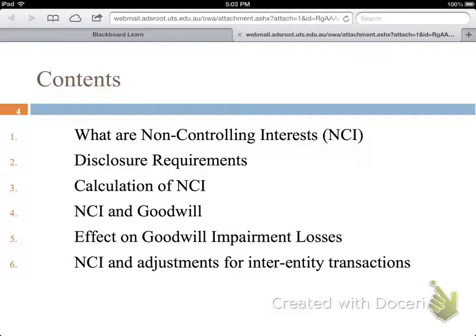The contents are as follows. First, you're going to learn what non-controlling interests means, the disclosure requirements in relation to non-controlling interests, how to calculate non-controlling interests, how non-controlling interests impacts on the calculation of goodwill, and the effect of non-controlling interests on goodwill impairment. And finally, we're going to have a look at non-controlling interests calculations in the presence of inter-entity transactions or intra-group transactions.